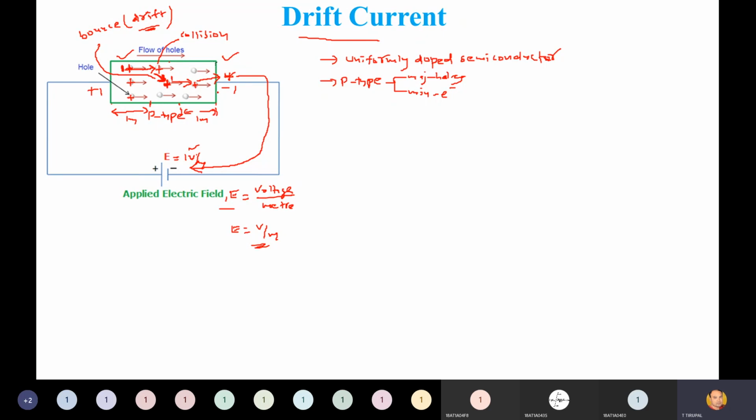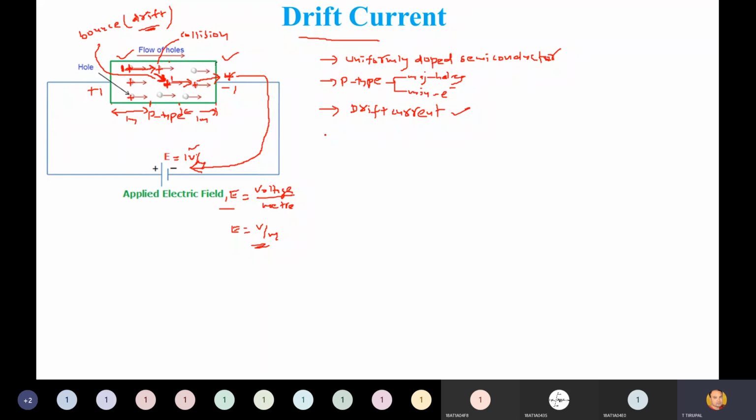And this current, which has happened due to drifting of the charge carriers, is called a drift current. The current produced due to drifting of the charge carriers from one position to another position is called drift current.